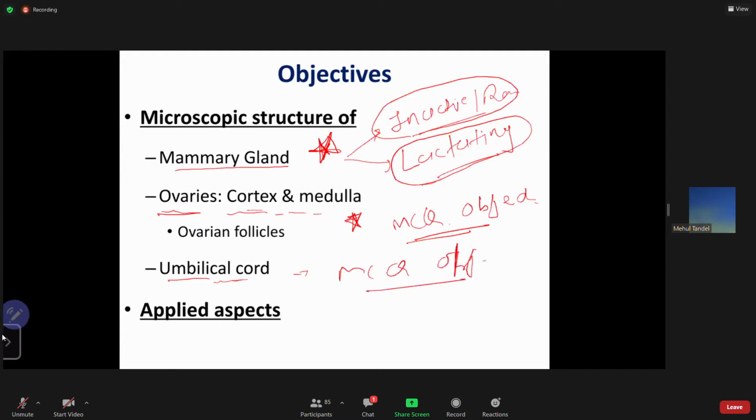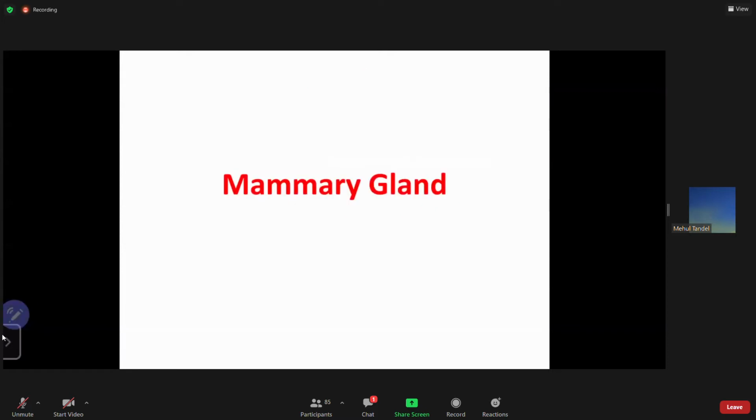Okay, so let's see today's topic, that is female reproductive system part 2. Okay, so first let's see the mammary gland. Okay, remember it is an important histological topic. Okay, histology में घणी बार पूछी है, any short note.